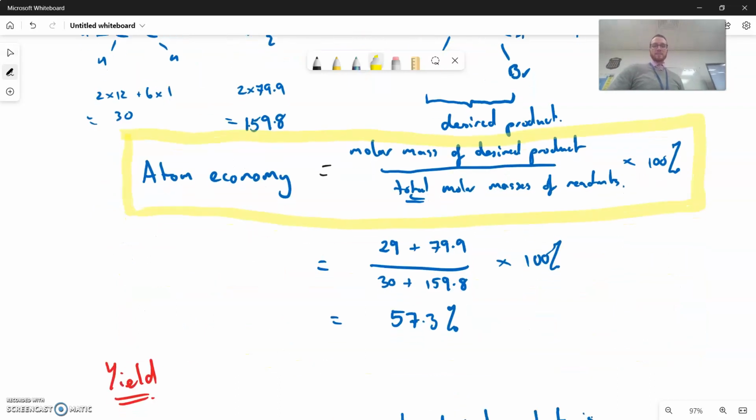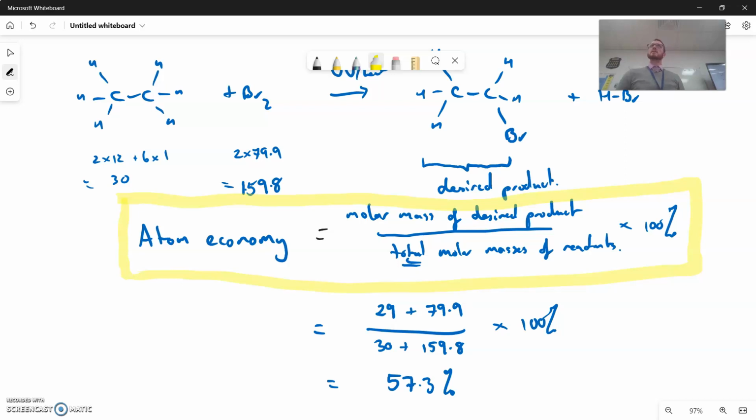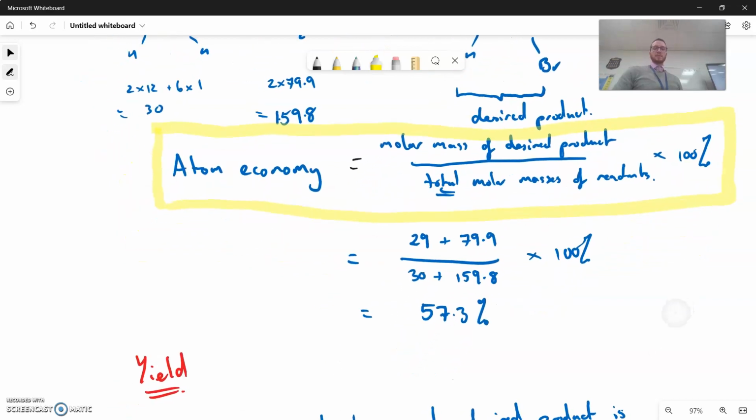Divided by 189.8 times 100 makes that reaction have an atom economy of 57%. Right? So HBr is a byproduct, and from a mass point of view, not very efficient. Okay? Does that make sense? Cool. All right. Now let's talk about yield.